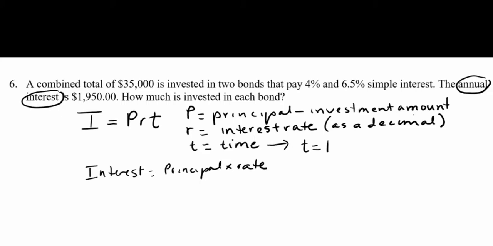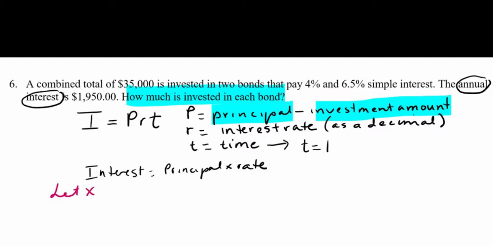Okay, now let's go back to the problem and read it again. It says a combined total of $35,000 is invested in two bonds that pay 4% and 6.5% simple interest. The annual interest is $1,950. How much was invested in each bond? How much was invested? So we're asked to find investment amount, and so that's principal. And we have two investment amounts because we're talking about two different bonds, two different accounts, two different investments. So this is why we're going to use two variables.